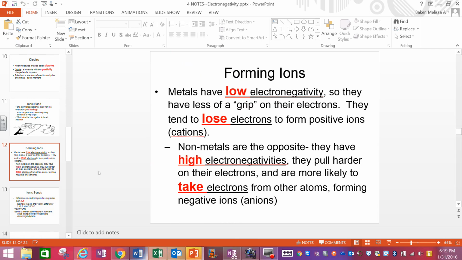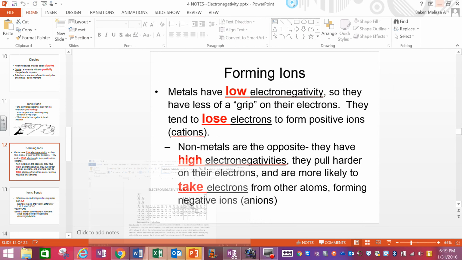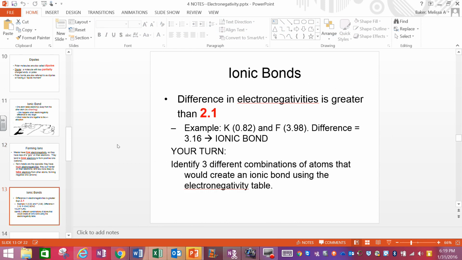This makes sense if we look at this chart again. These are the nonmetals to the right of the zigzag. All these numbers are big, 3.44, 3.98, etc. Metals are to the left. Look at, most of these start with a 1. So it's not always true, but typically ionic bonds have a difference in electronegativity of 2.1 or higher.